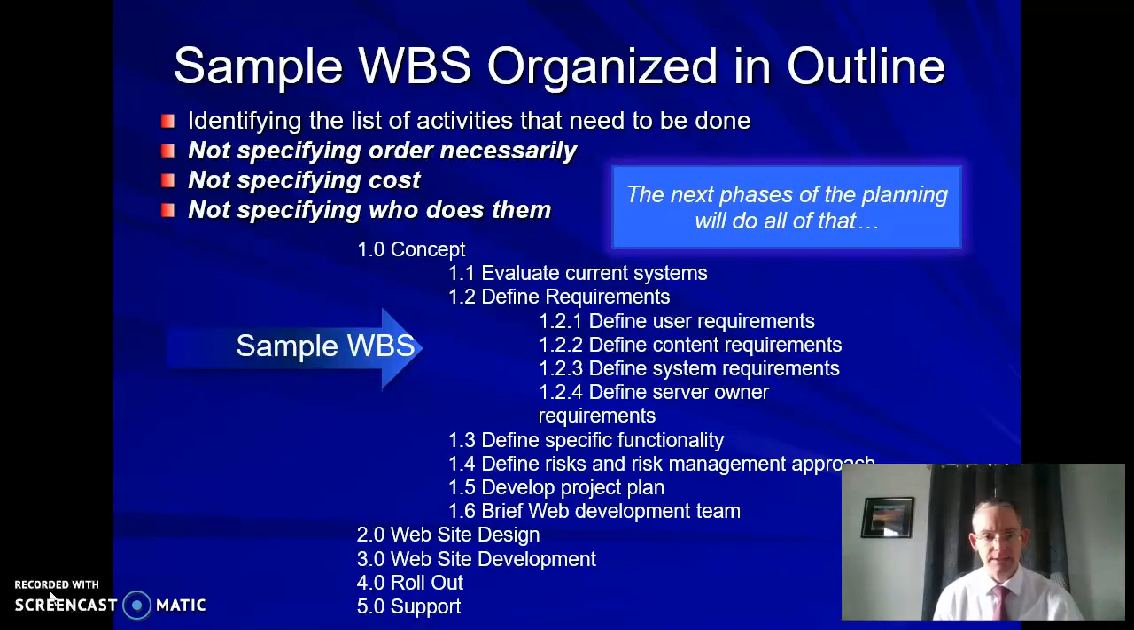Here we have a sample of that put in an outline. For this particular sample WBS, we've got website design, website development, and rollout and support. Each one of those is going to have some other sub-items, steps that need to be taken throughout the course of the project. In a WBS, you don't necessarily specify the order. They're just things that need to get done. You don't talk about costing. Don't talk about who does them. You're just objectively looking at what needs to be accomplished in order to complete this project.